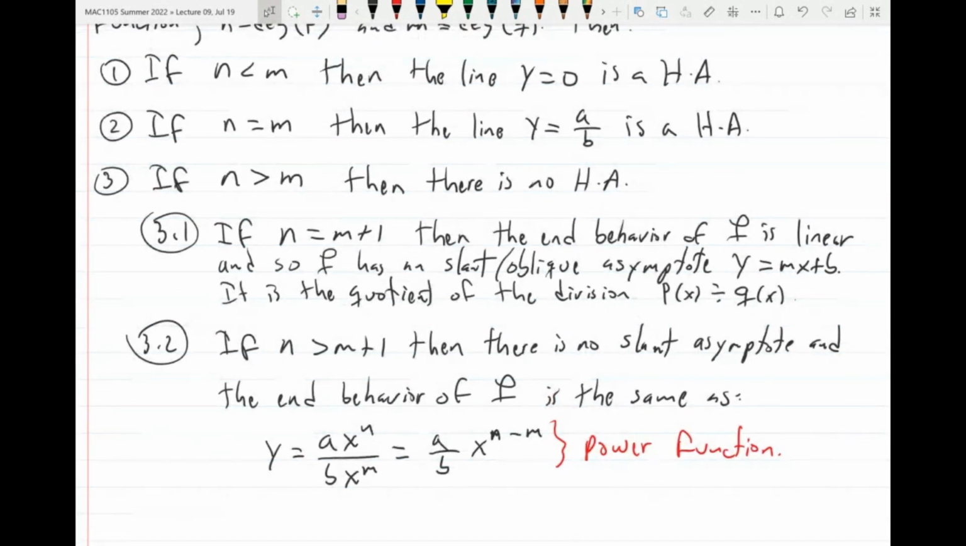Again, we're not going to really worry too much about these last two cases. In pre-calculus, you will go more in depth into this discussion, but we are interested in being able to find horizontal asymptotes. Okay, but I'm giving you everything here just for completeness.